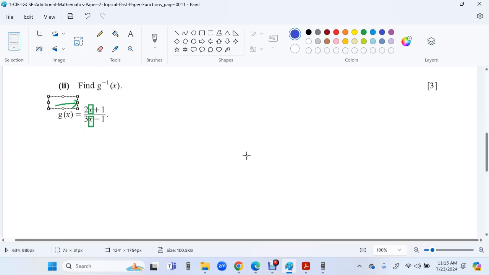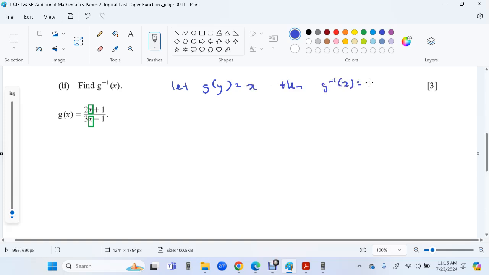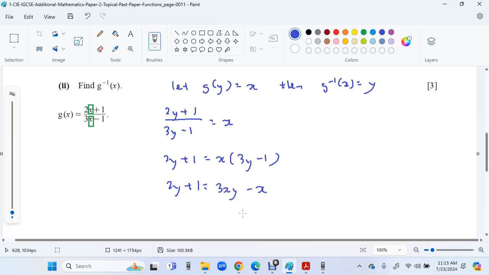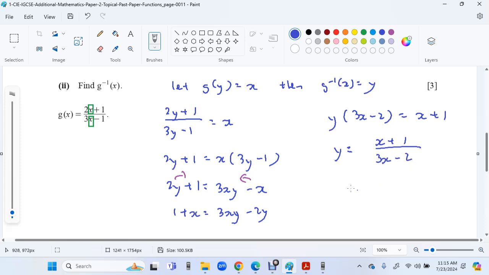For g inverse of x, I will start with let g(y) equal to x. Then g inverse of x equals y. So we have (2y + 1) over (3y - 1) equal to x. 2y + 1 equals x times (3y - 1). So 2y + 1 equals 3xy - x. Then we want to write y as the subject. So this one moves behind here. So we have 1 + x equal to 3xy - 2y. Then I can factorize the y: y(3x - 2) equals x + 1. So y is (x + 1) over (3x - 2). Therefore, the g inverse of x is (x + 1) over (3x - 2), and x cannot be 2/3.